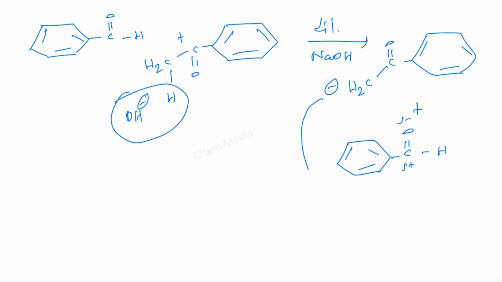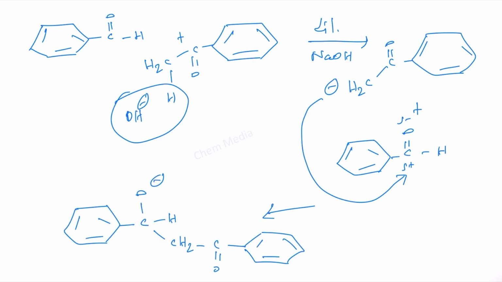So this carbanion will attack the electrophilic center of the carbonyl carbon and it would form an alkoxide, and this alkoxide will take a proton from water, and what we would get is an alpha, beta hydroxy ketone. So this is the product that we will get in this reaction.